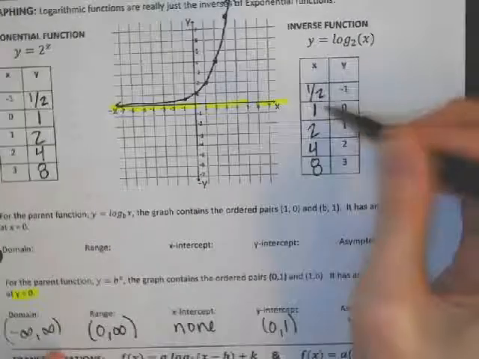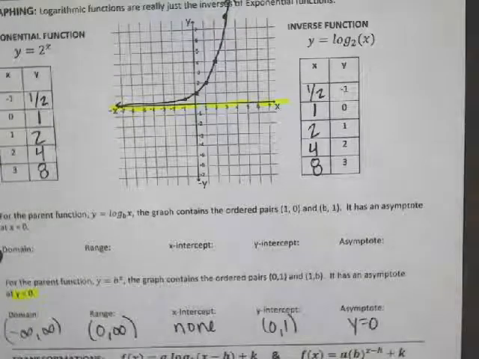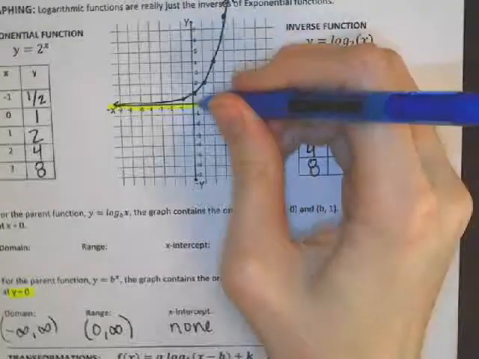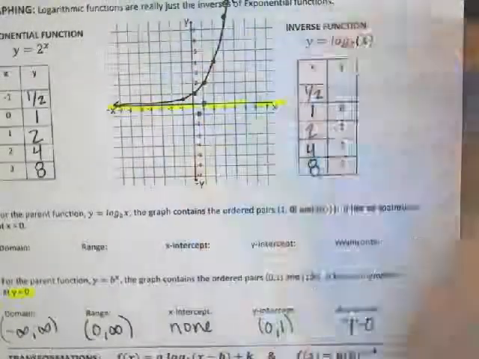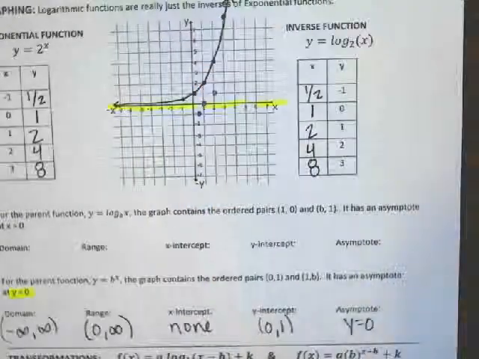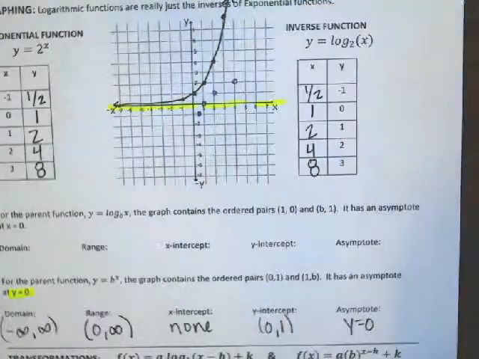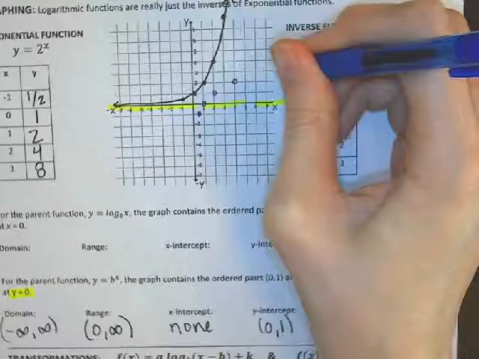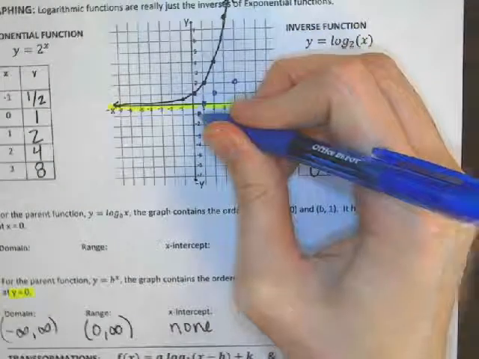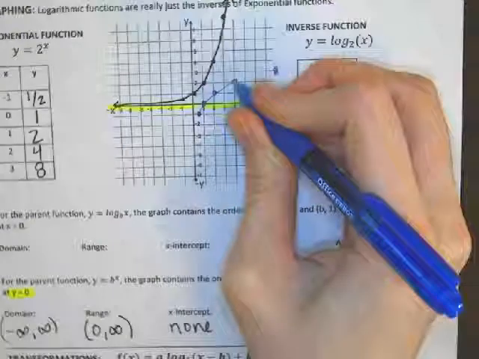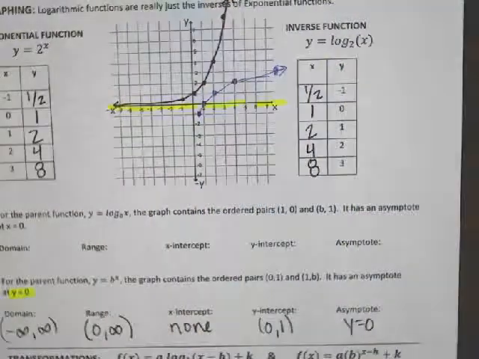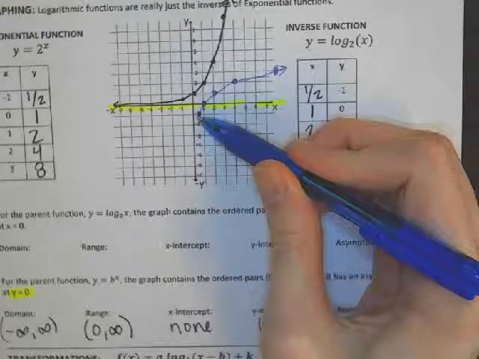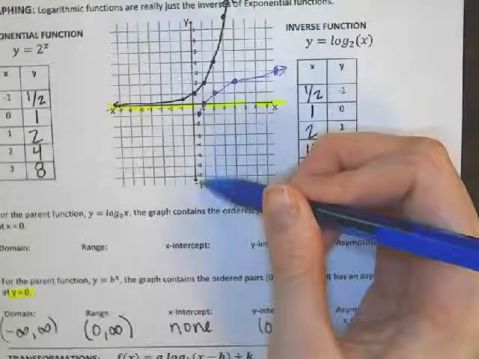So then let's plot this one. I'm going to use a different color so you can see the difference. We got 1/2, -1. That's right here. We got 1, 0, 2, 1, 4, 2, 8, 3. So you can tell that as x's get bigger, they go up. But what happens as the x's get smaller? We already said that they can't be negative. So what's happening as I go down? What is it approaching? The 0. It's approaching the y-axis.